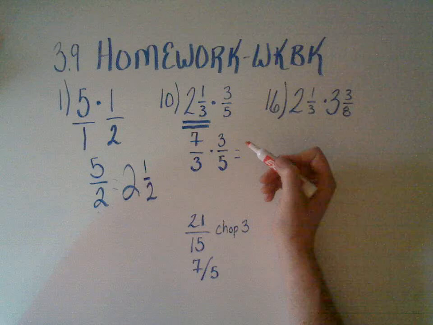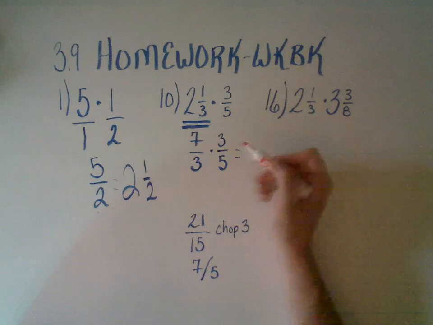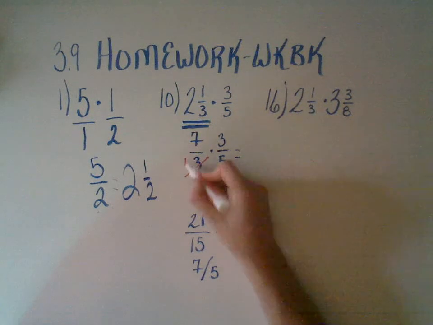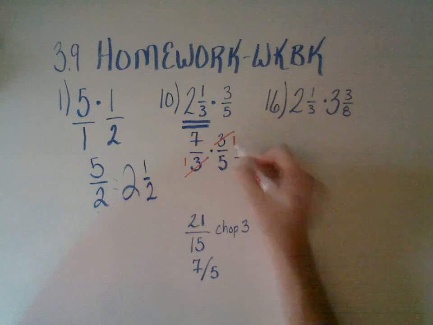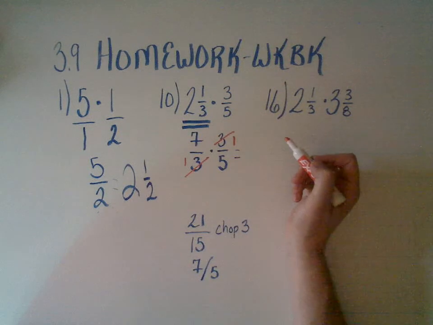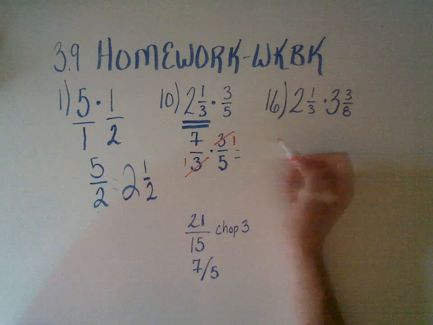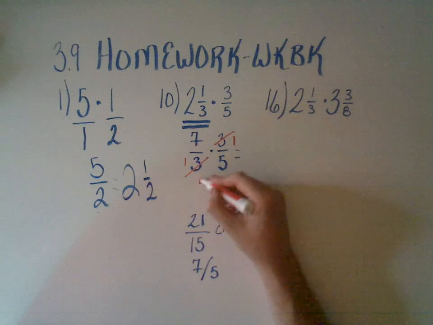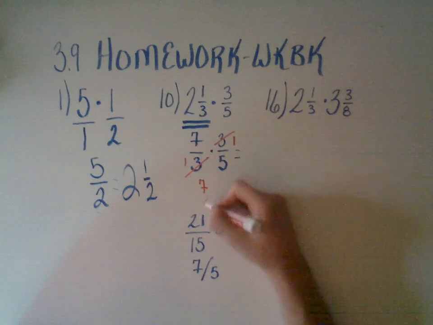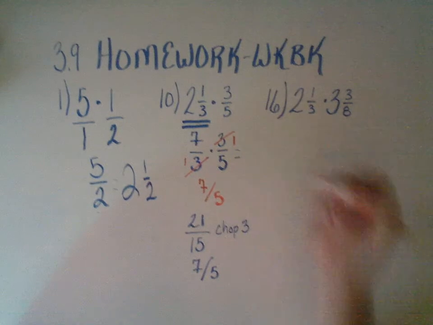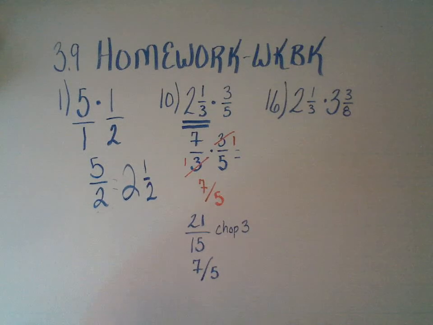But with 3 and 3, you could take 3 out of both of those. 3 divided by 3 is 1. 3 divided by 3 is also 1. And once you've simplified it, then you would multiply across just like we did. 7 times 1 is 7. 1 times 5 is 5. And there's the simplified answer, and I don't have to reduce after the fact. Again, it does not matter which technique you employ, just employ it correctly.